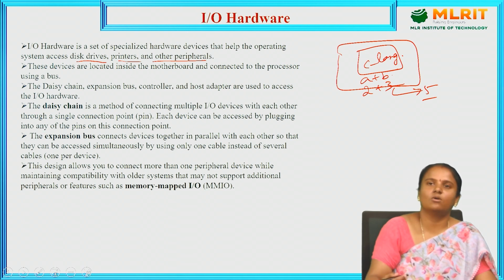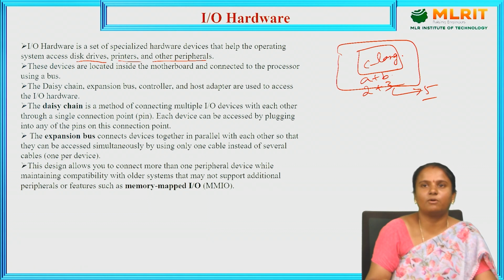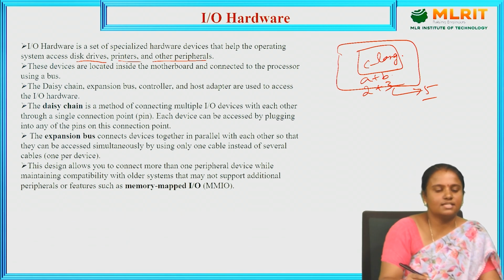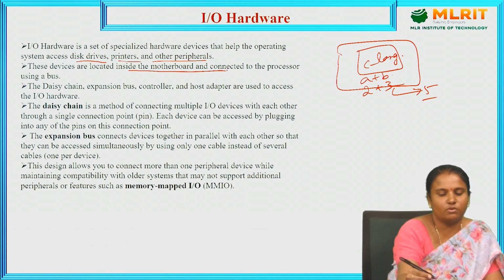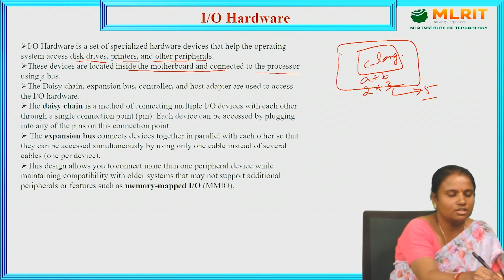And what is the output-based operating system? On what basis is the code running? We give the input as C language code, perform the addition of two numbers, and get the addition of the two numbers as output. Whatever you are performing is based on this input-output hardware of the operating system. These devices are located inside the motherboard and connected to the processor using a bus.